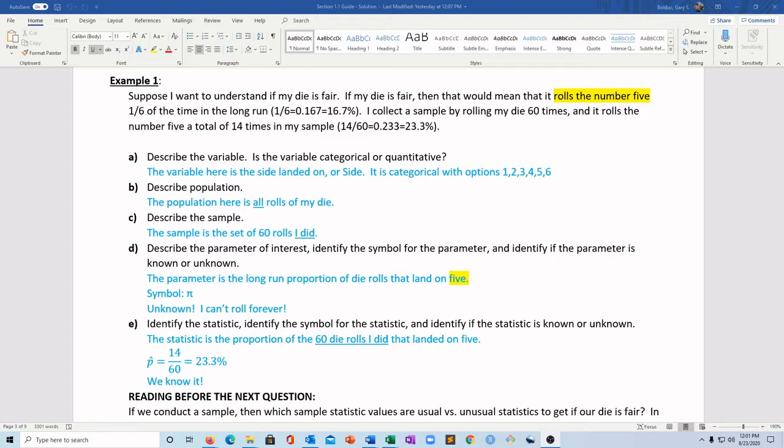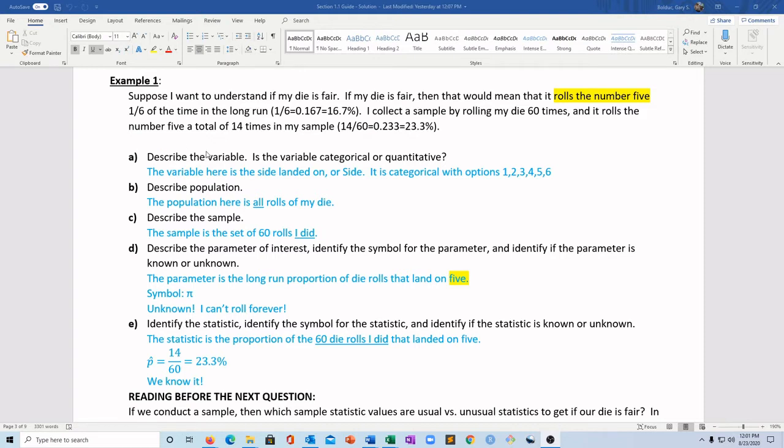I find out that I get 14 out of 60 fives from my smaller sample, and that gives me the statistic of 14 out of 60, or 23.3%. So that's my statistic. All right, let's go through these.